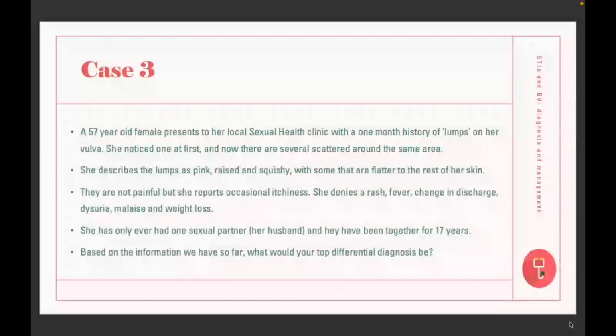Fab. So, case 3. We've got a 57-year-old female who presents to her local sexual health clinic with a 1-month history of lumps on her vulva. She noticed one at first, and now there are several scattered around the same area. She describes the lumps to you as pink, raised and squishy, with some that are flatter to the rest of her skin. They're not painful, but she reports occasional itchiness. And she denies a rash, fever, change in discharge, dysuria, malaise and weight loss. She's only ever had one sexual partner, who's her husband, and they've been together for 17 years. Based on the information you've got so far, what would your top differential for this patient be?